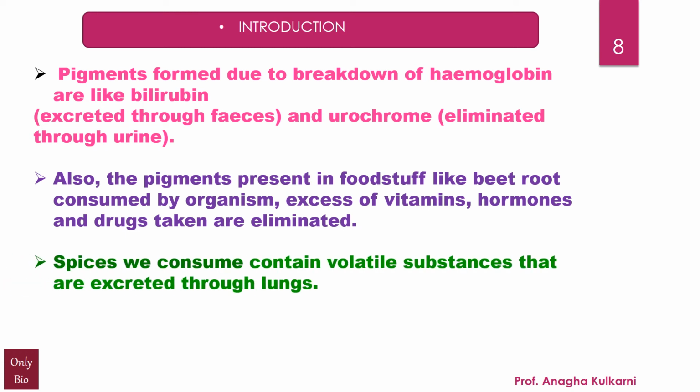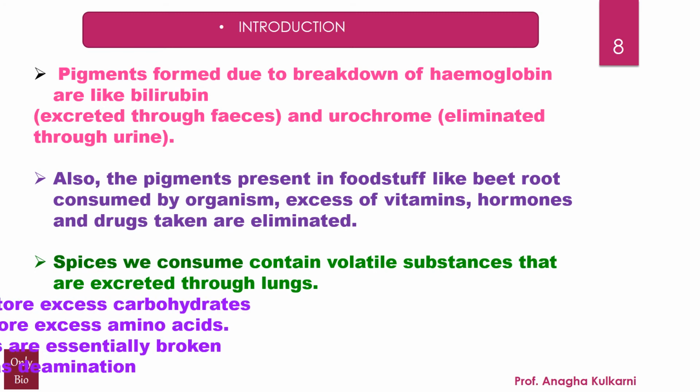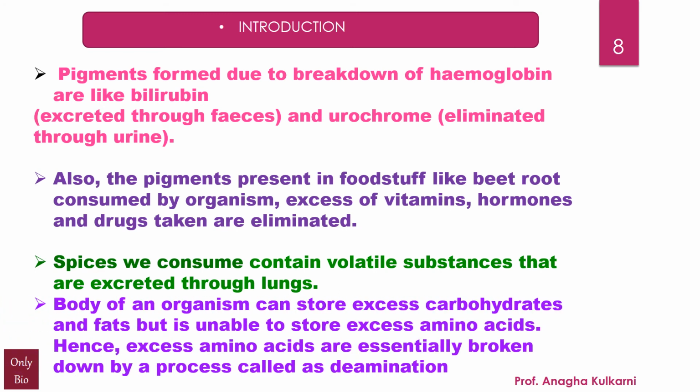Spices we consume contain volatile substances that are excreted through lungs. Friends, this is the real reason why a few people, when they sweat a lot, produce a very offensive odor, right? The body of an organism can store excess carbohydrates and fats, but is unable to store excess amino acids. Hence, excess amino acids are broken down by a process called deamination.